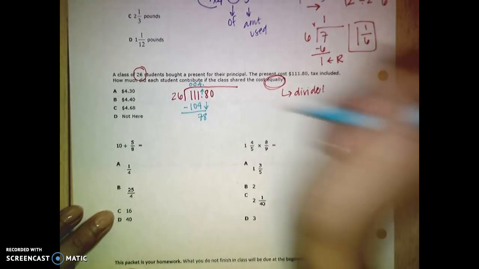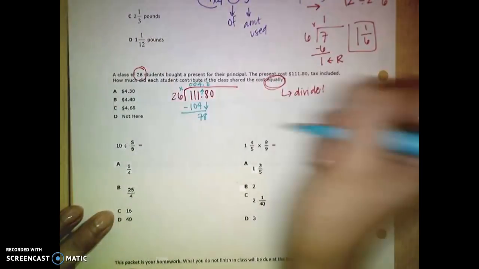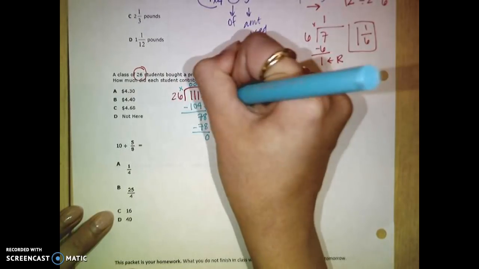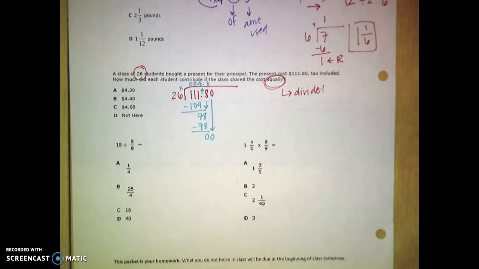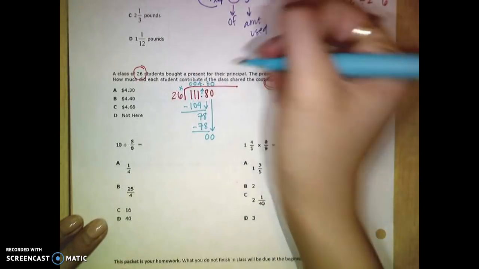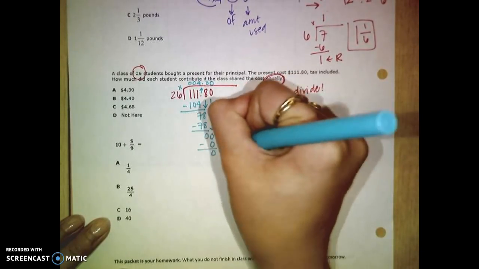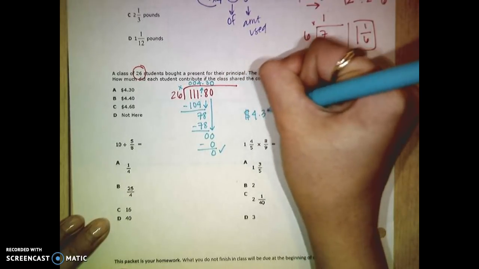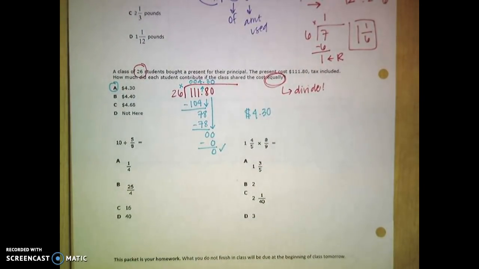26 goes into 78 3 times. 26 times 3, 78. I have to bring down that last 0. Even though it feels unnecessary, we have to make sure we're bringing down every single number in the problem and dividing all the way through. 26 goes into 0, 0 times. We subtract, and we're done. We get a final dollar amount of $4.30. So for under $5, you could get Miss Lyman a pretty nice present.